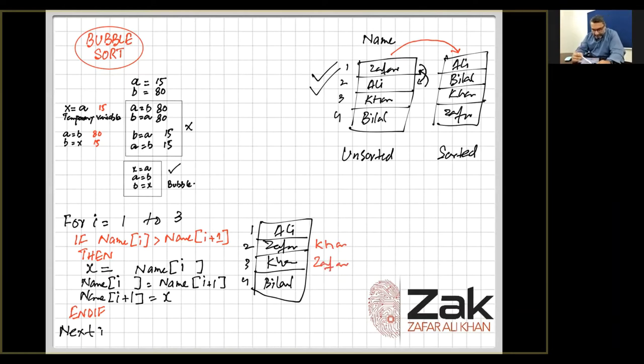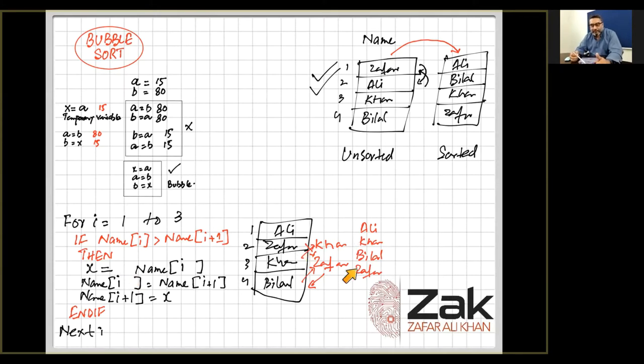Then I becomes three. Now it is checking if name three, which is now Zafar, is greater than name four, which is Bilal. Yes, that is true. So this Bilal will come up and this Zafar will go down. Now the final value will be Ali, Khan, Bilal, and Zafar.